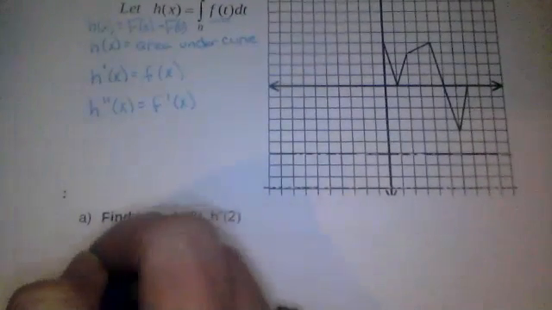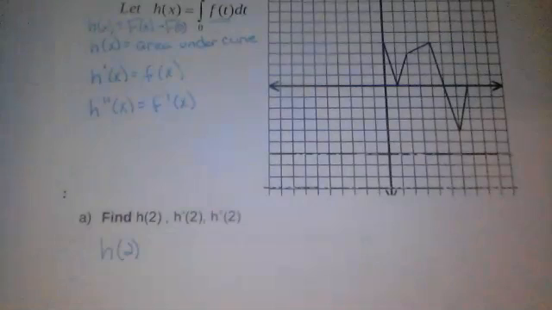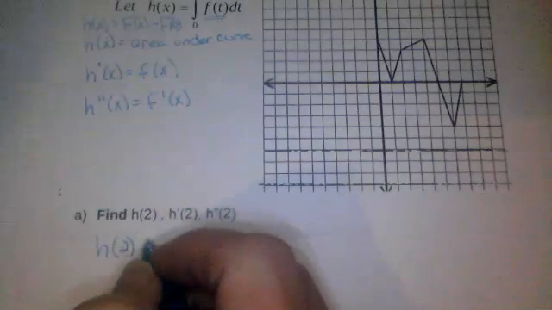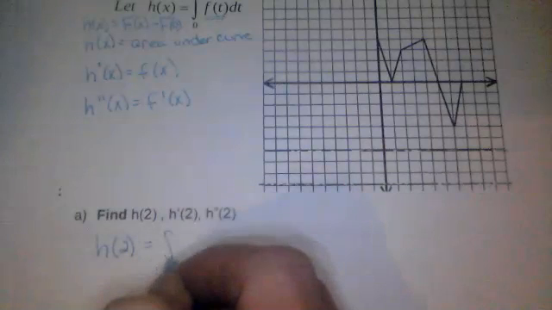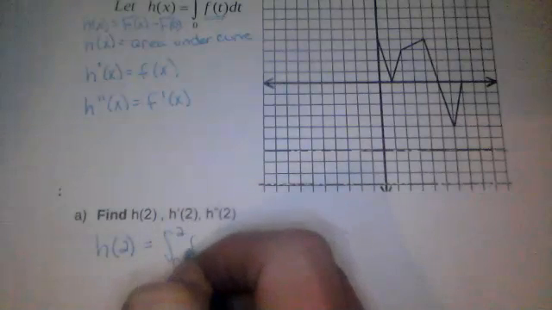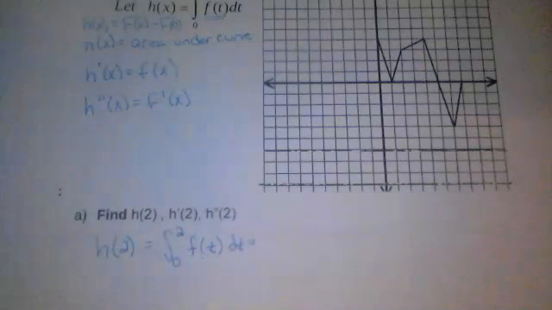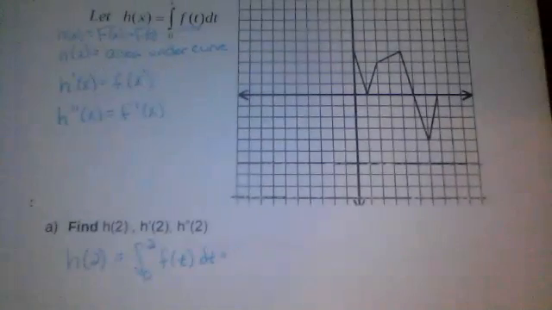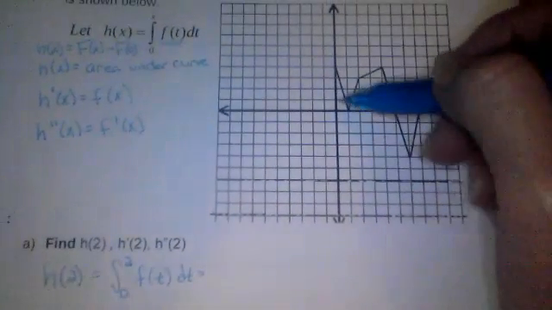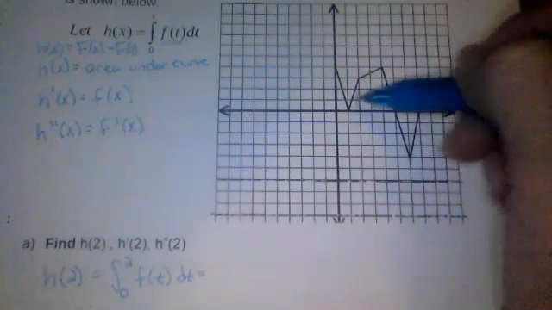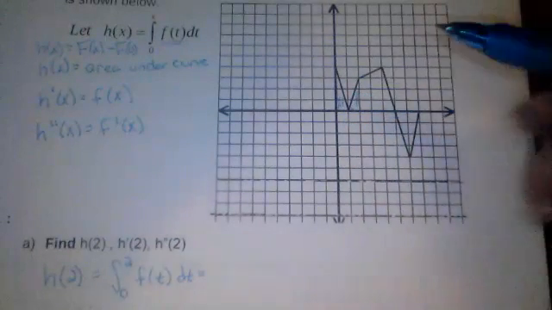They want us to find h of 2. So that means they want us to evaluate this graph from 0 to 2, the integral from 0 to 2. So that just means they want us to find the area, the area from 0 to 2. So back to some geometry here. If I'm going 0 to 2, then I need to find the area of this triangle and this triangle. This one and this one.